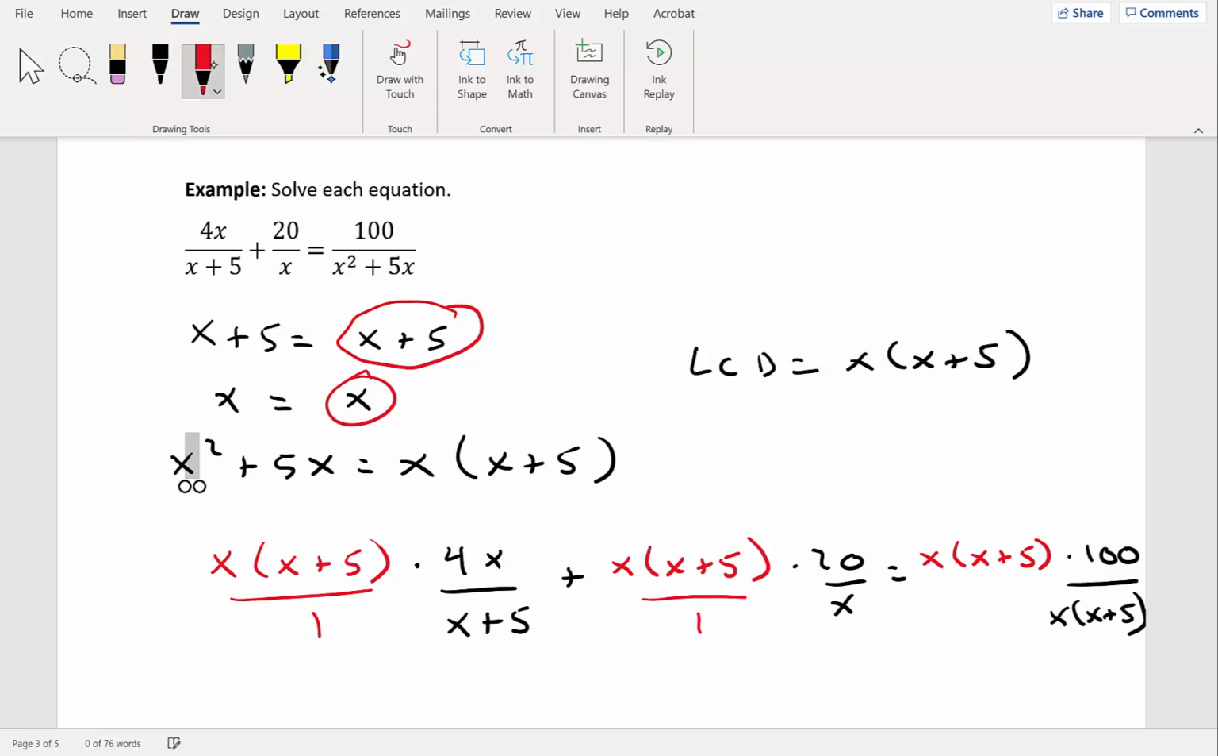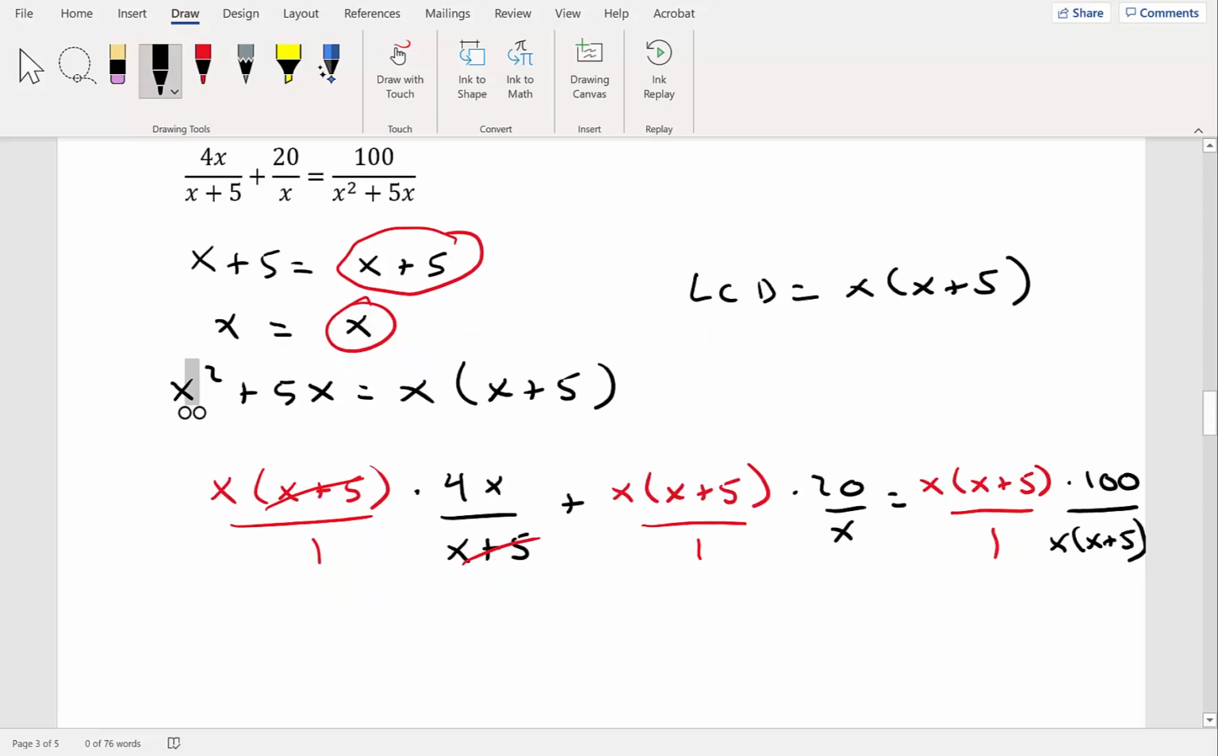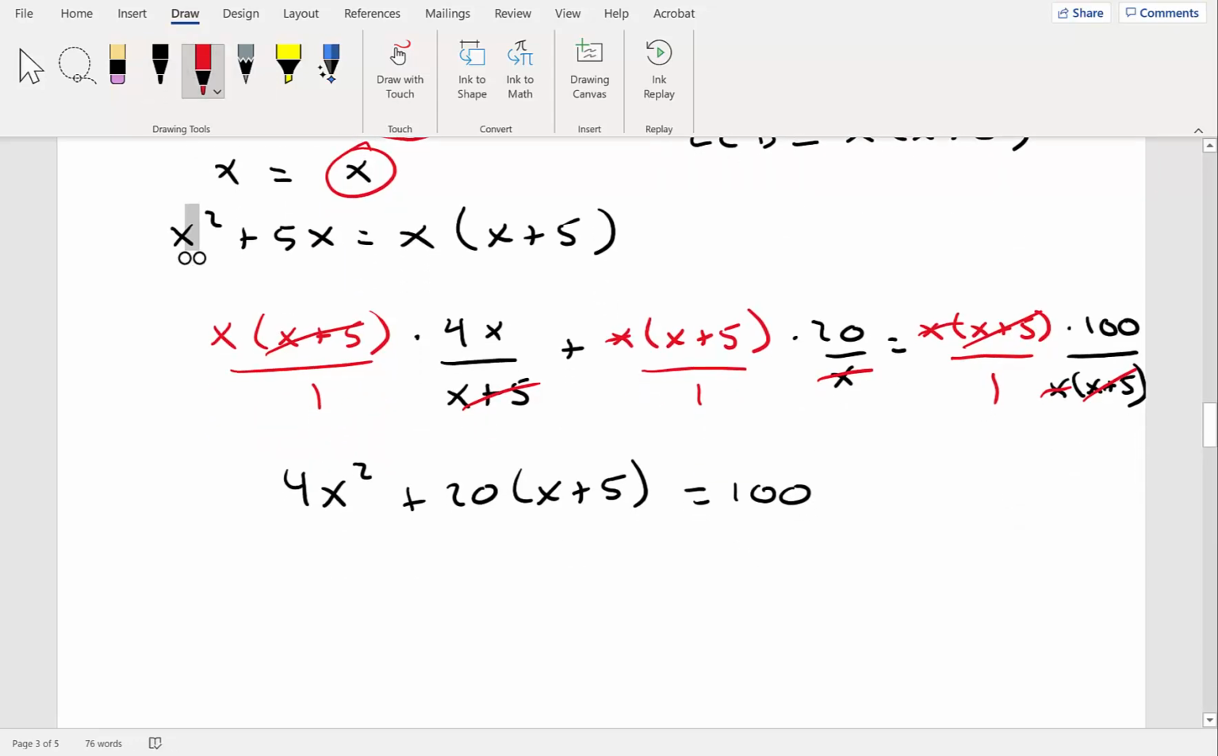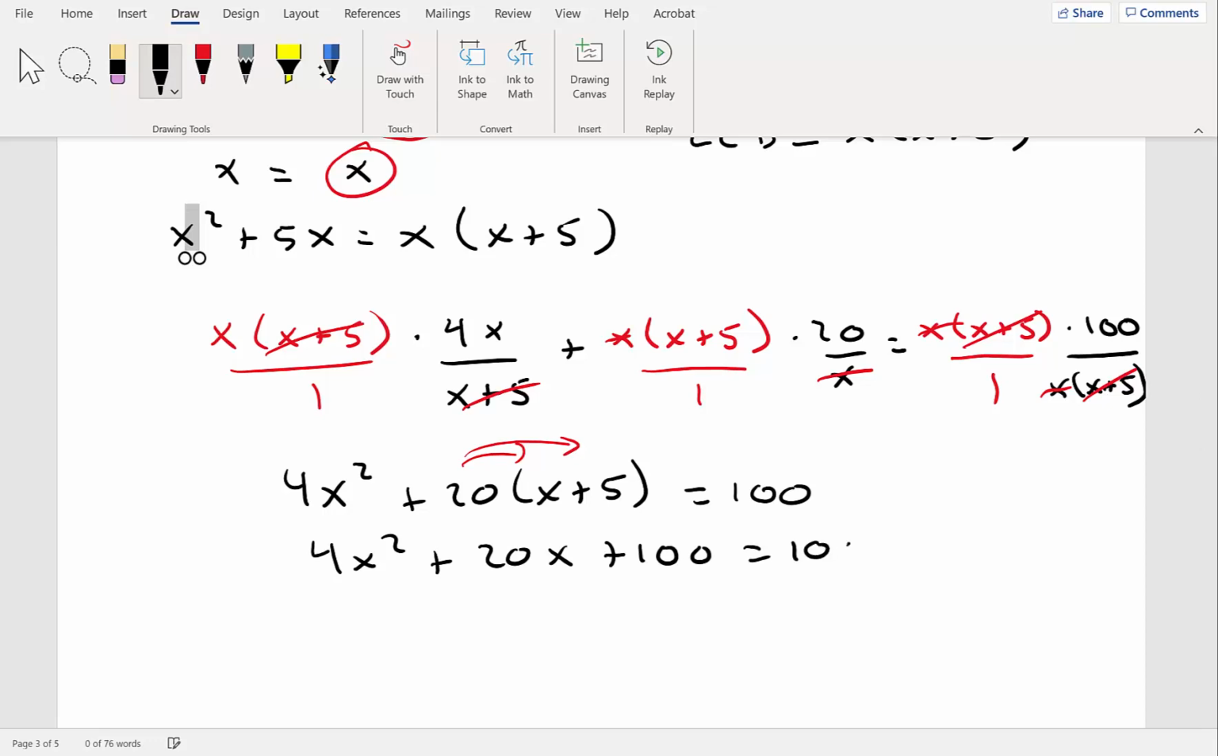So let's put these as all over 1. So now we're multiplying two fractions. Now we could cross cancel. So x plus 5's cancel out. So I'm left with x times 4x, which gives me 4x squared. Next, my x's cancel out. I'm left with plus 20 times x plus 5, equal to. And now on the right hand side, the x's cancel out and the x plus 5 also cancels out, leaving me with just 100. So now I'm left with this equation. Let's go ahead and distribute. So we have 4x squared plus 20x plus 100 equal to 100.